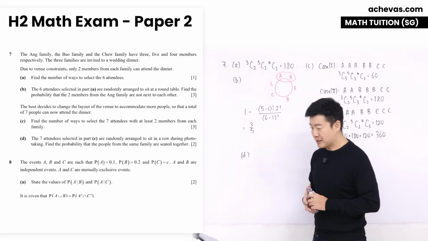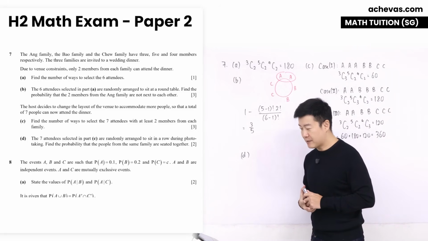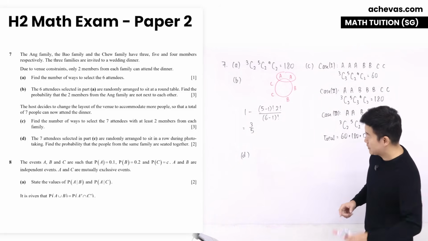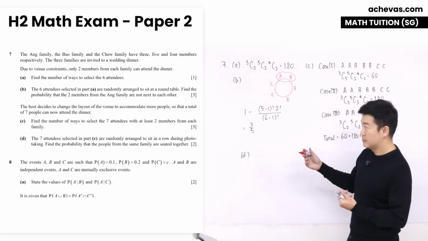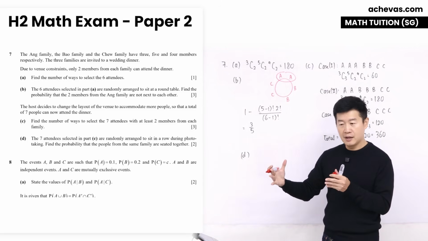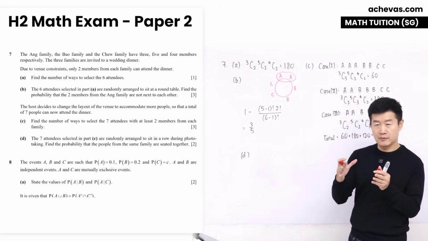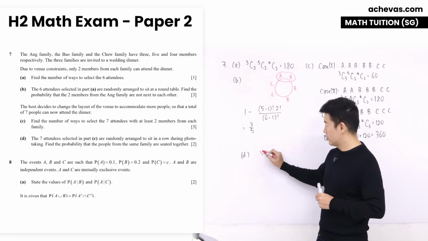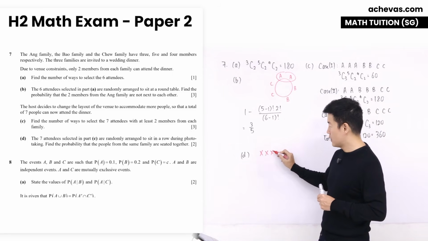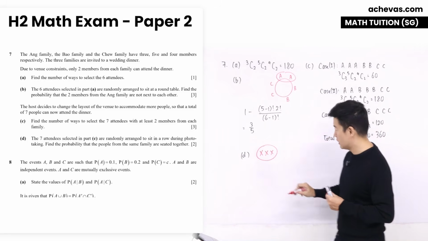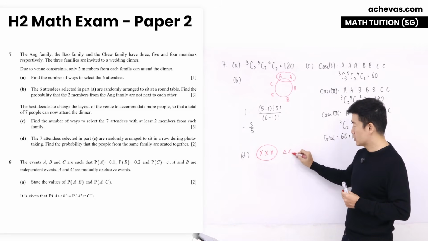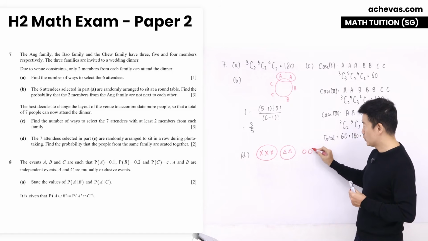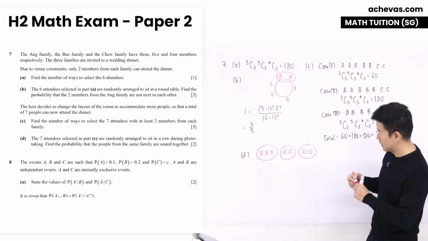We want to find the probability that the people from the same family are seated together. So what we will be expecting is for one of the families to have 3 and the other 2 families to have 2 members in this 7 attendees. So the first family that has 3, they are going to be seated together. The next family, which has 2, they're going to be seated together. And the last family, which has also 2, they are also going to be seated together.